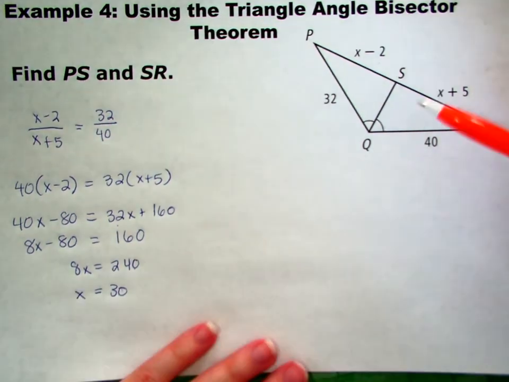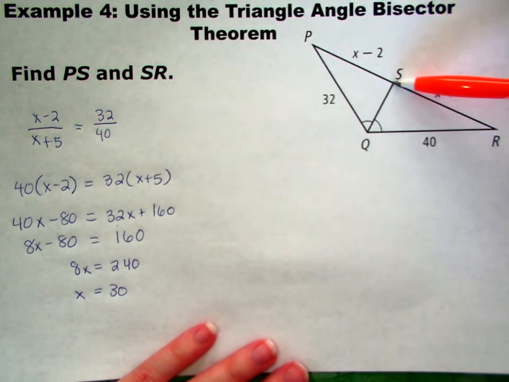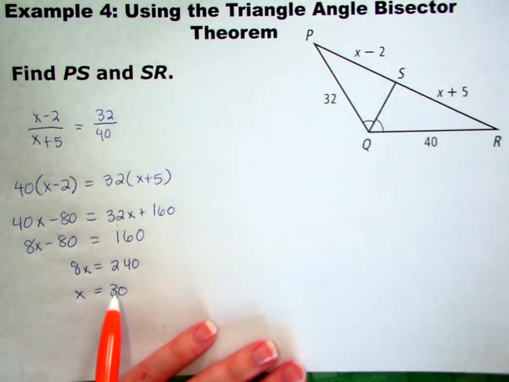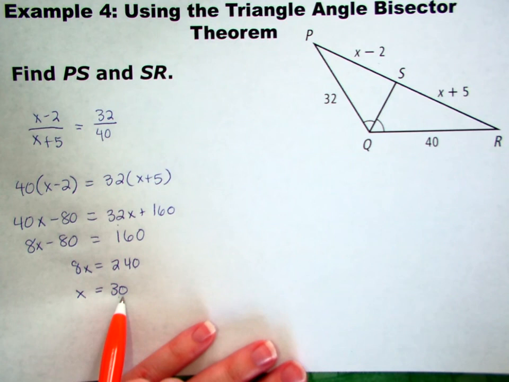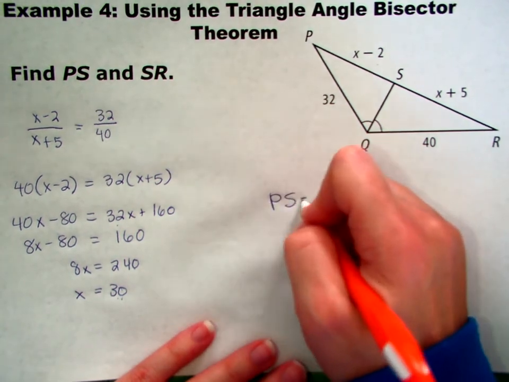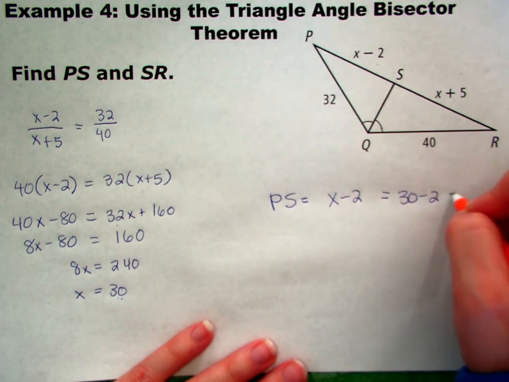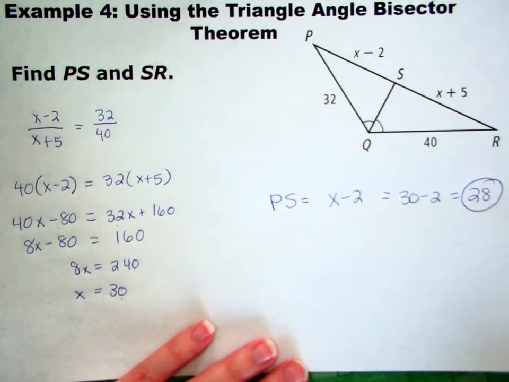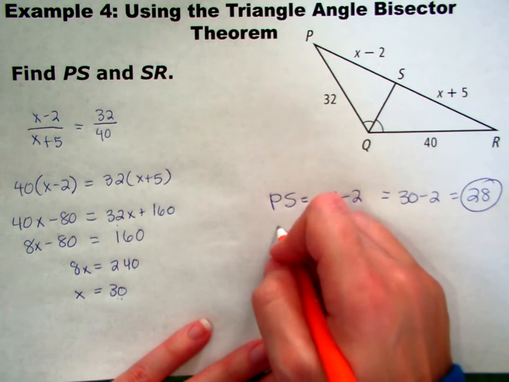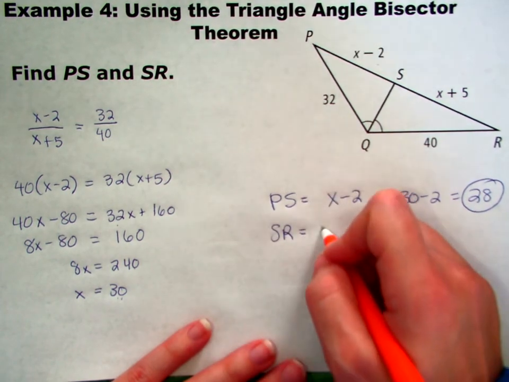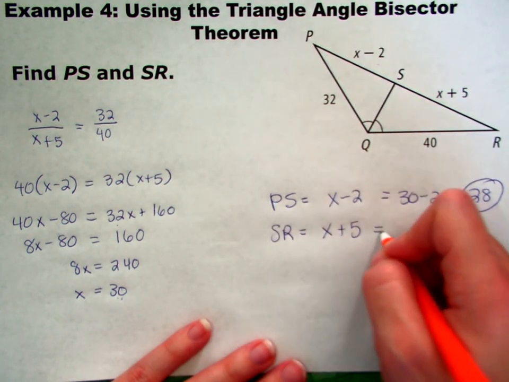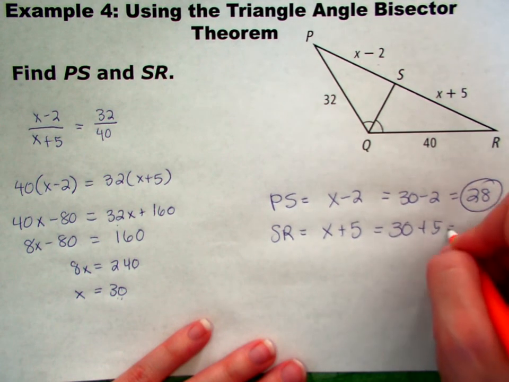But it says to specifically find PS and SR. All I did was find x. We got to make sure we plug it back in. So PS is going to equal x minus 2. Or in other words, 30 minus 2, which is going to be 28. And then SR is equal to x plus 5, so that means we've got to do 30 plus 5, which is 35.